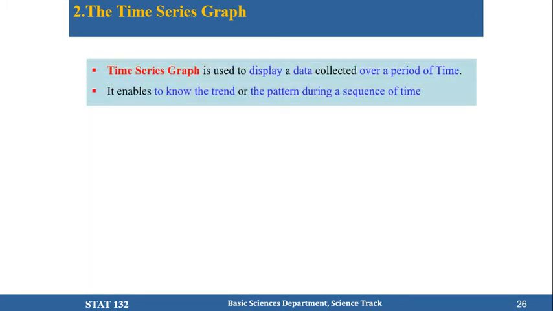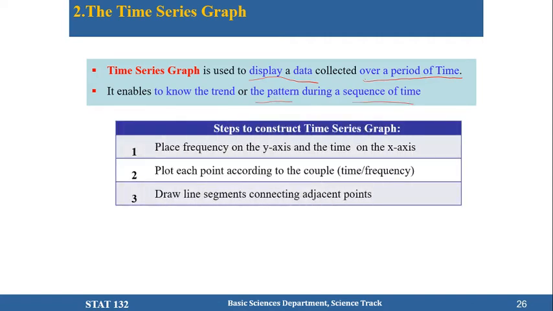So a time series graph is used to display data collected over a period of time, and you want to see the pattern during the sequence of time. So this is very easy. On the x-axis you put the time, on the y-axis you place the frequency, and then plot them here: the time here and the frequency.